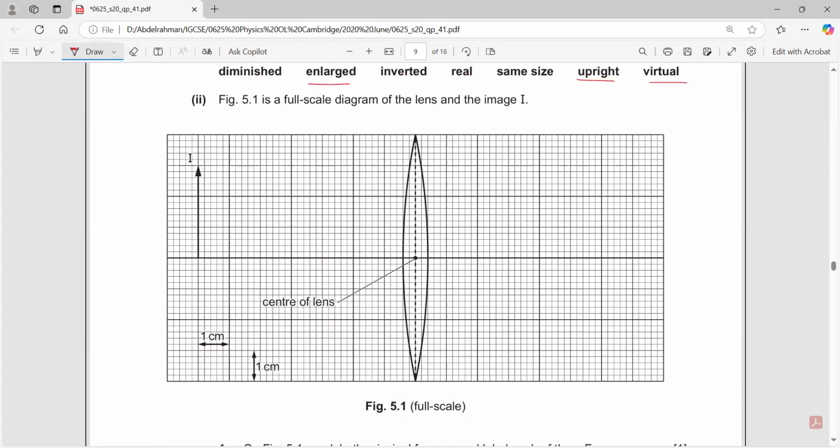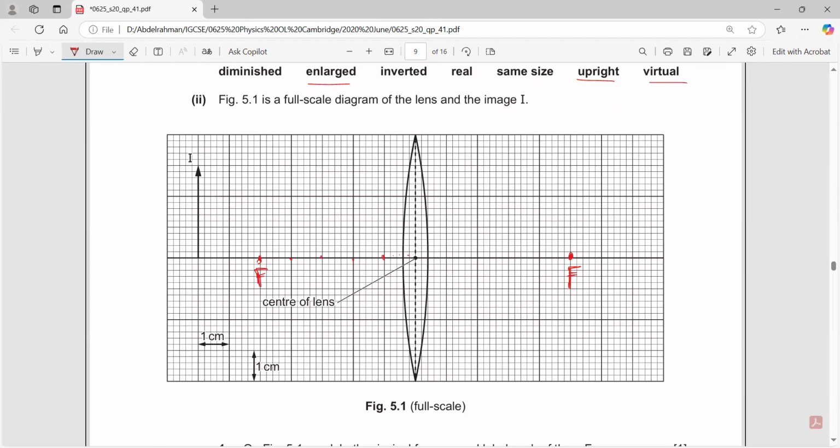So we can count. We have 10, 10, and 5. 1, 2, 3, 4, 5. Yes, this is F, and then F on the other side would be at this point. So we have both principal focuses, both focal points.